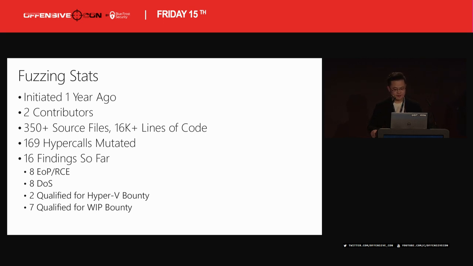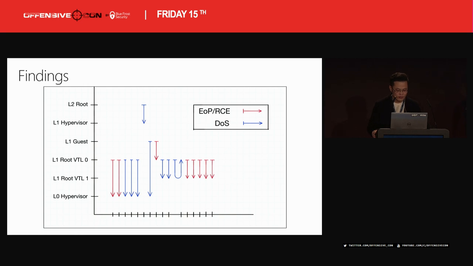More findings are expected in near future, but we would like to share with you this idea now. Hyperseed and formatted fuzzing is one of the useful ways to find Hyper-V vulnerabilities. Well, these are the findings so far.